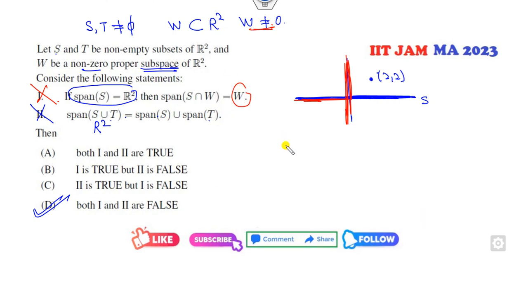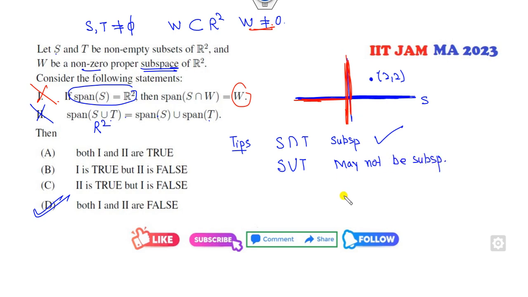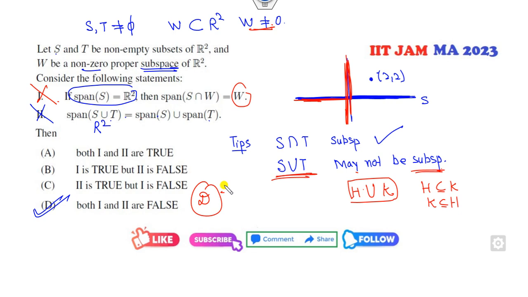Moreover, you also know that the intersection of subspaces is also a subspace, but the union of subspaces may not be a subspace. You already studied in group theory that if H is a subgroup and K is a subgroup, the union of them is a subgroup only when one of them is contained in the other. The same concept is applicable to subspaces. Union of two subspaces need not be a subspace. So both the options are incorrect. D is my correct answer.